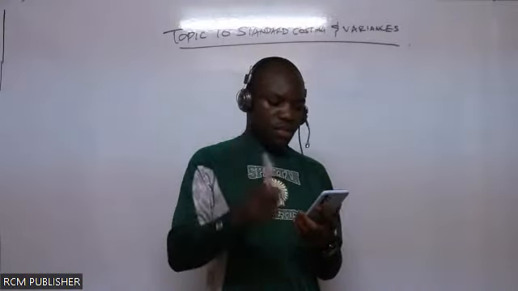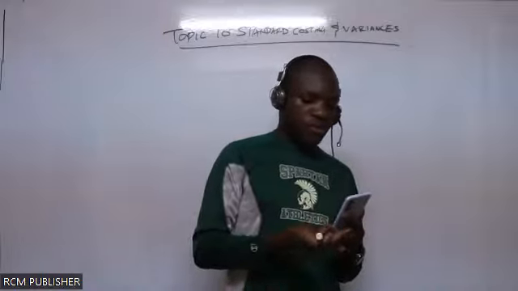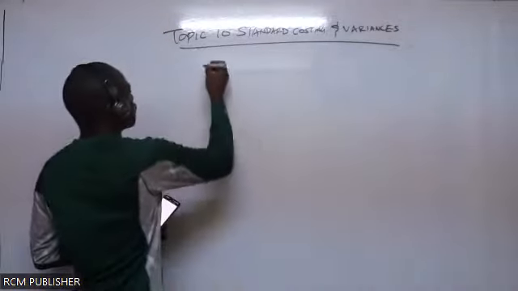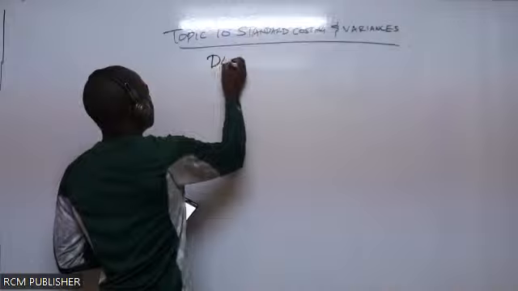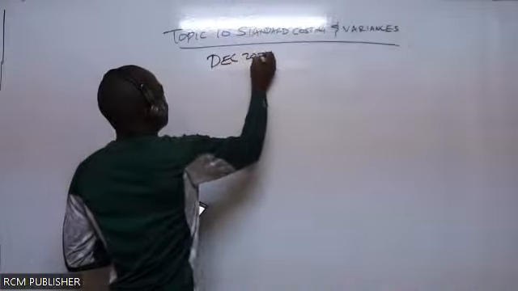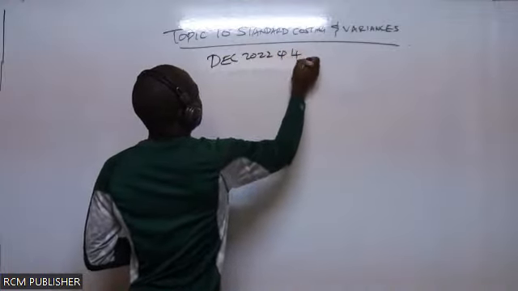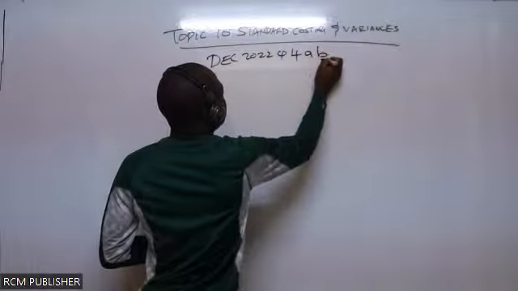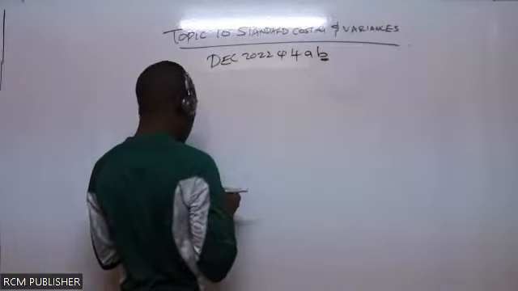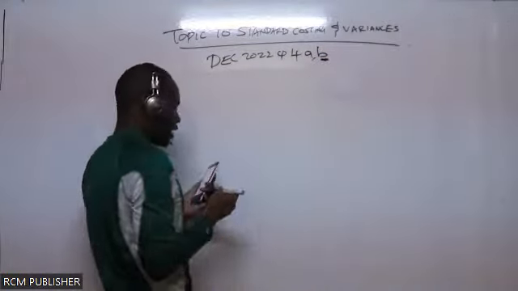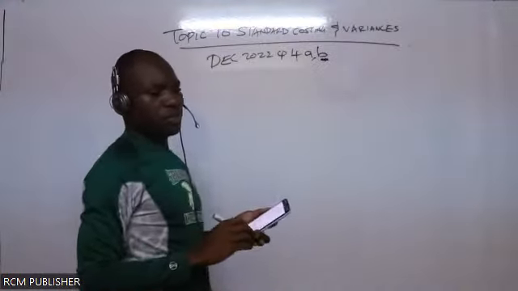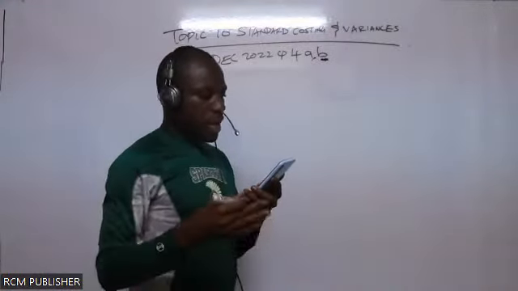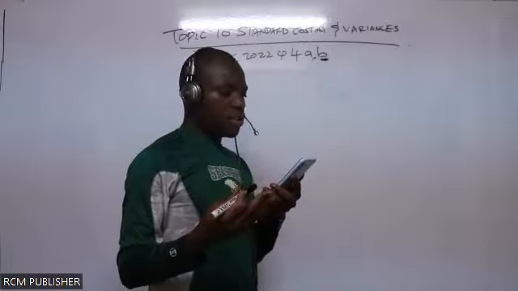2022, question number 4, A and B. So December 2022, question number 4, A and B, but my interest is question number B. So if you look at question number A, of course, that one you should be able to answer. The arguments in favor of marginal costing.